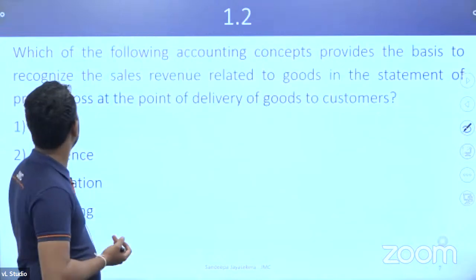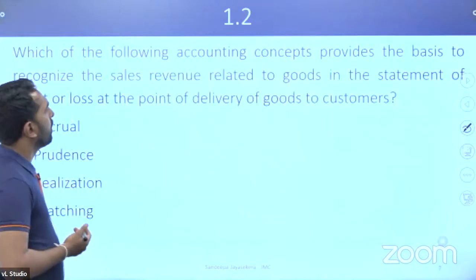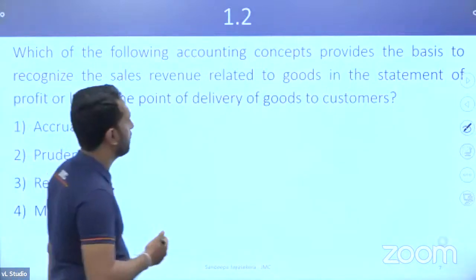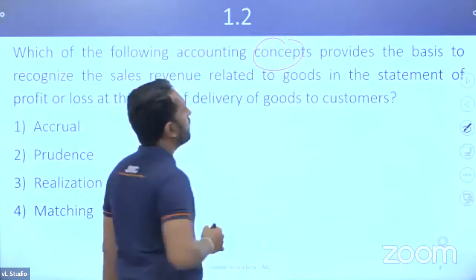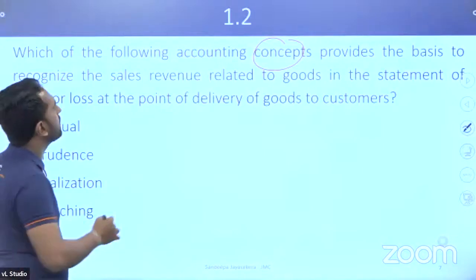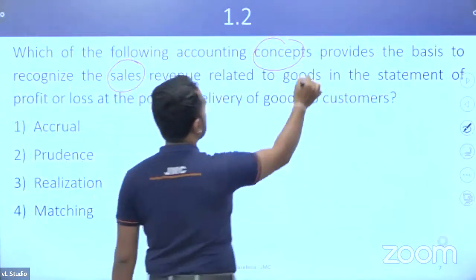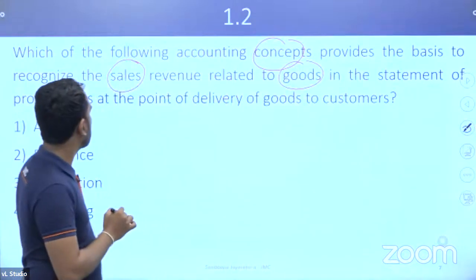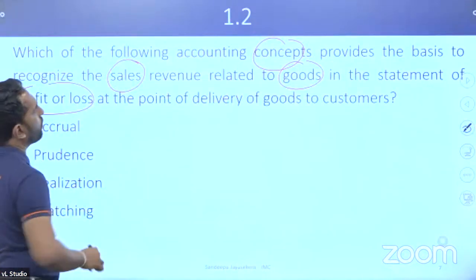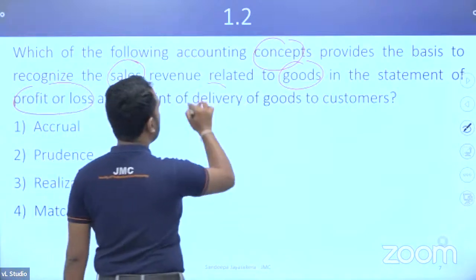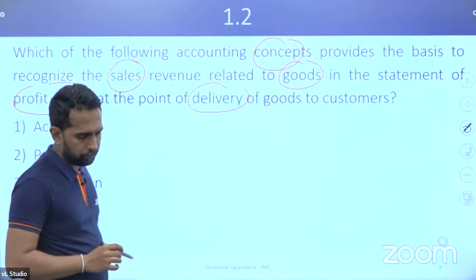It's fairly easy, right? Question number 2. Which of the following accounting concepts provides the basis to recognize the sales revenue related to goods in the statement of profit or loss at the point of delivery? At the point of delivery.